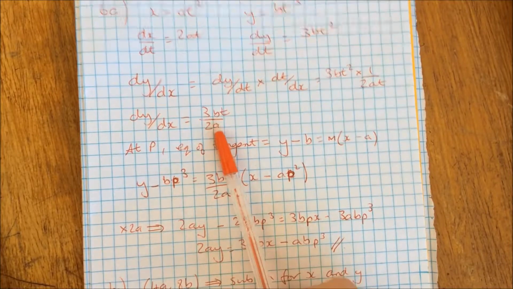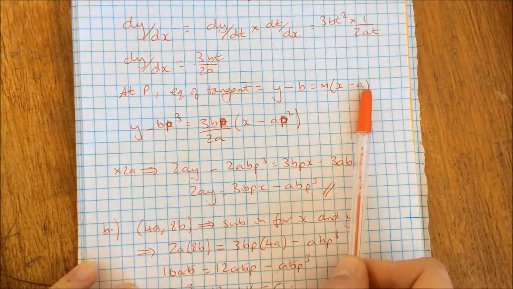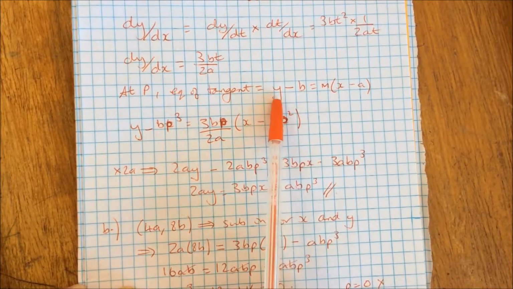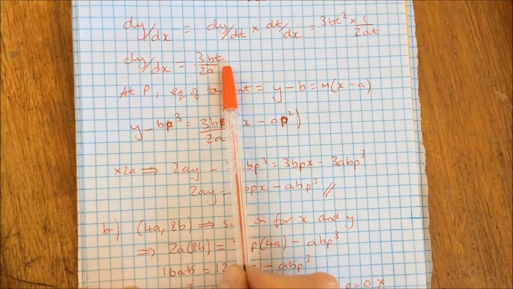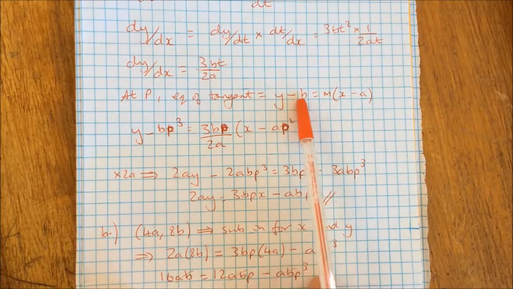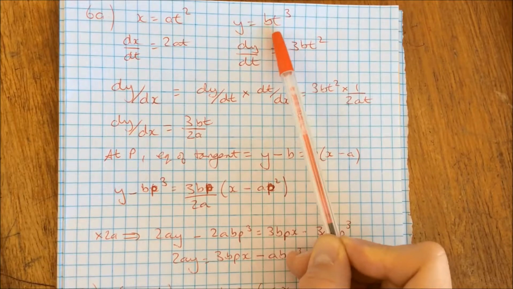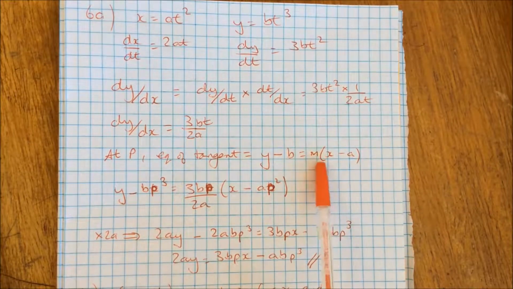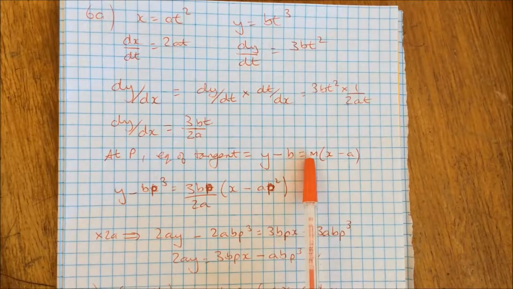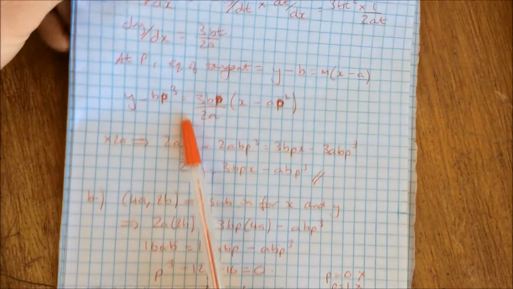Right, so we're going to put that into our equation of a straight line, y minus b equals m(x minus a). You might use y1, y2, x1, x2, whatever, it doesn't matter. Swap the t parameter for the letter p because it asks you to. So our y coordinate will now be bp cubed, and our x coordinate will be ap squared. And of course our gradient we just worked out is 3bp over 2a, which goes there.